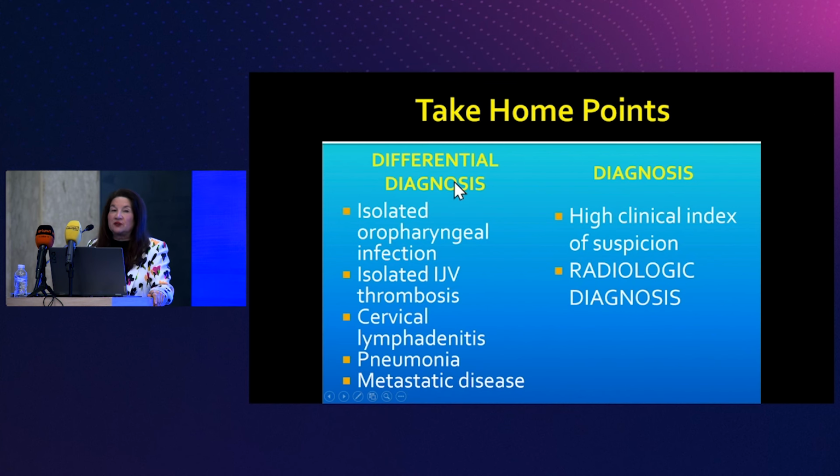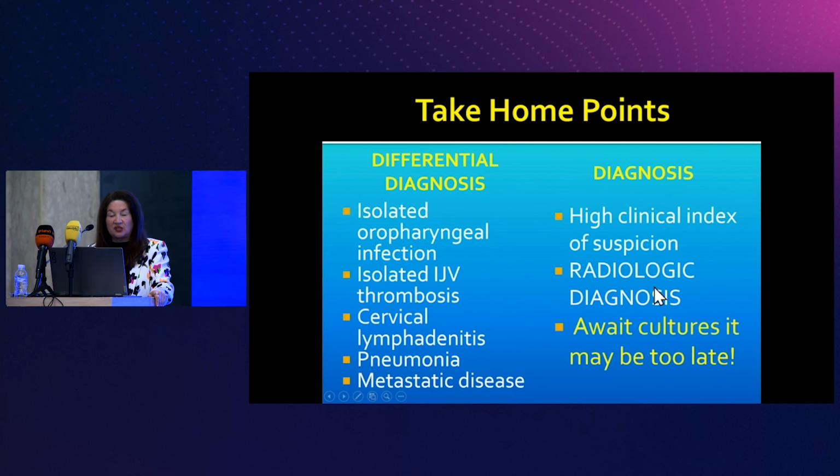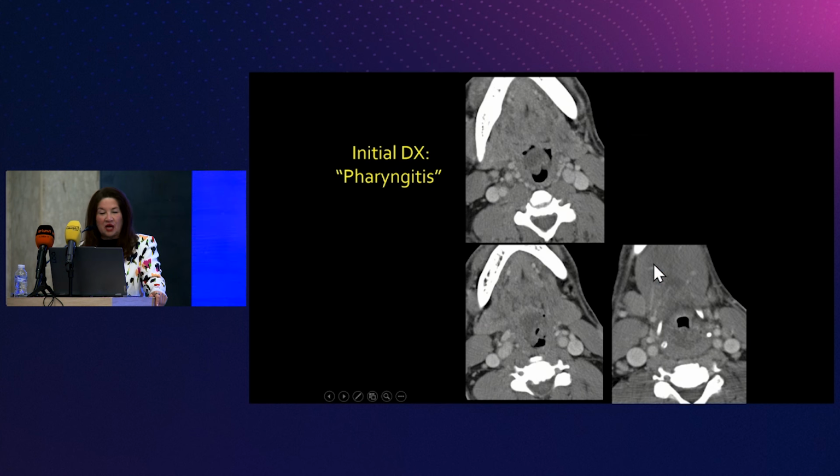So the take-home points for Lemierre's, because I think this is important: this is a radiologic diagnosis. Don't want to read it as an isolated oropharyngeal infection. You don't want to read it as isolated internal jugular vein thrombosis or adenitis or pneumonia, even mets. You want to put all the findings together, right? Get all the findings together in the context of the history. You should have a high index of clinical suspicion. It's a radiologic diagnosis. And if you wait for cultures, it may be too late. It can be very pathologic.